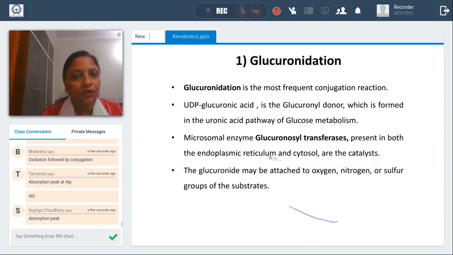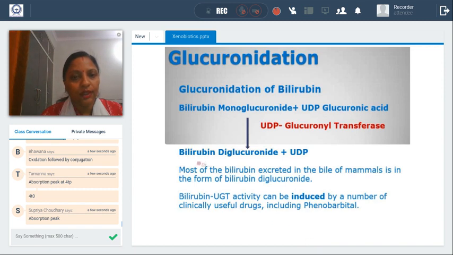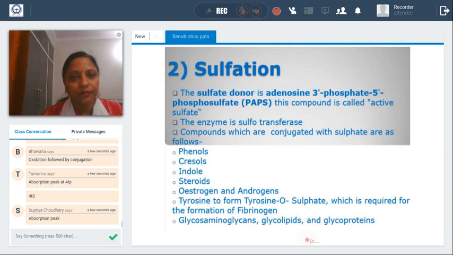Glucuronidation, you all know about this. The donor is UDP glucuronic acid. The enzyme is glucuronosyl transferase. With conjugation with bilirubin, it forms bilirubin monoglucuronide, and then bilirubin diglucuronide. Most of the bilirubin excreted in the bile of mammals is in the form of bilirubin diglucuronide.